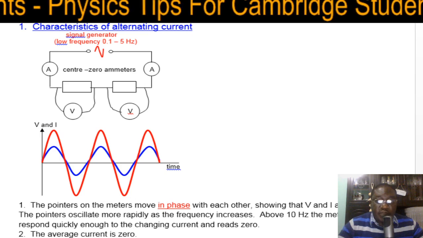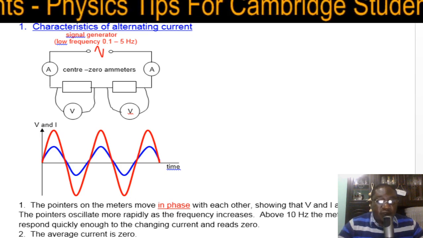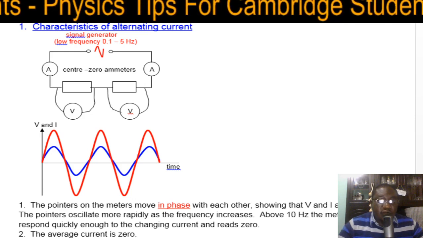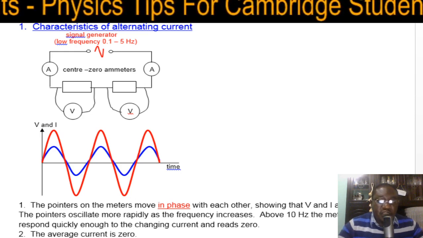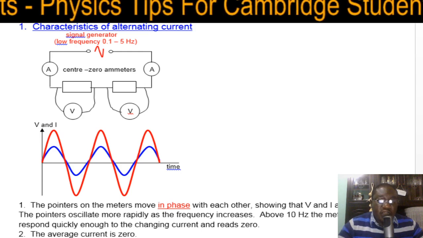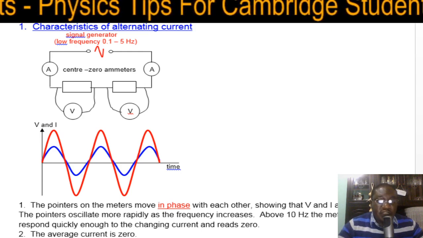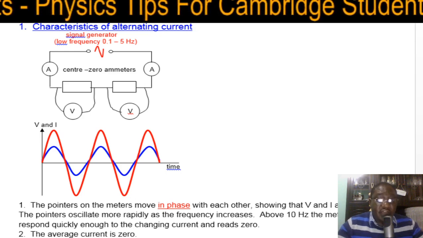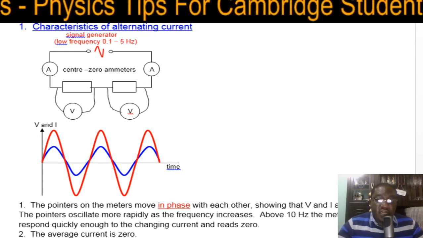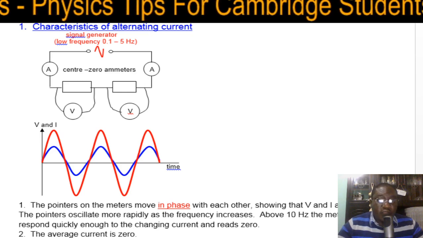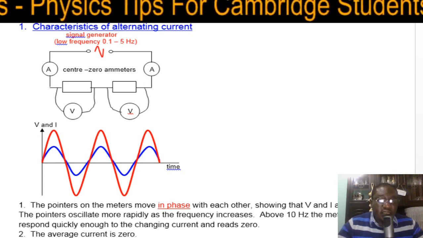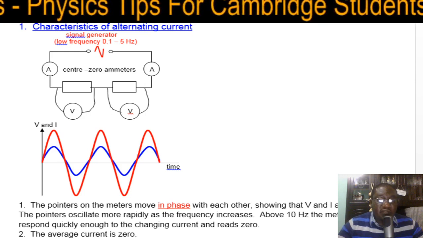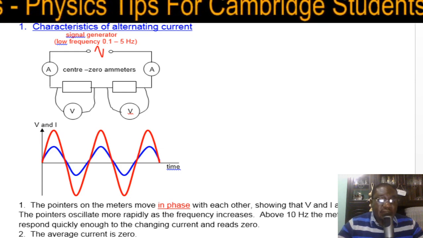We talk about an instrument called a signal generator. A signal generator produces frequencies and therefore produces alternating current. Now the good thing about this is you can vary this frequency from very low values to very high values. Now if you take this signal generator and then you connect it in a circuit whereby you've got two resistors, you've got a voltmeter and another voltmeter and two ammeters.